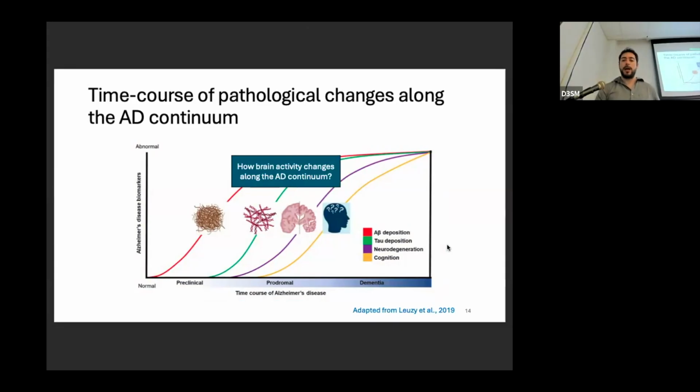However, it is worth noting that this biological definition of Alzheimer's disease currently does not include any functional alterations of brain activity. And this is something that I'm very interested in and is what I've been working on during my PhD. So the question remains of how brain activity changes along the Alzheimer's disease continuum. How do these changes relate to Alzheimer's disease proteinopathy? And what are the implications of neurophysiological changes for clinical progression?